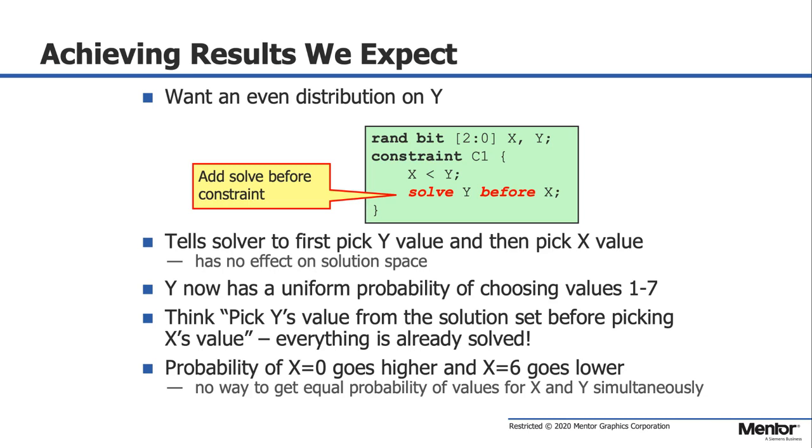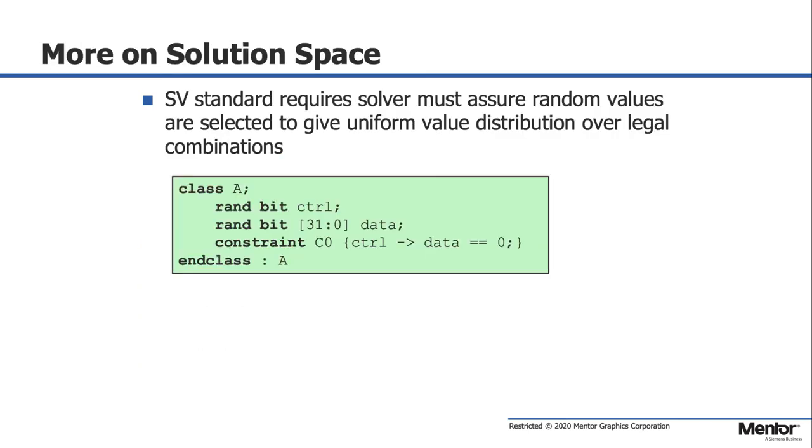Now, with a small solution space, this distribution might not be a problem, but here's a more realistic case. So we have two random variables: a 1-bit variable control and a 32-bit variable data. And we have this constraint: whenever control is true, we want data equal to 0. So again, the solver has to have a uniform distribution.